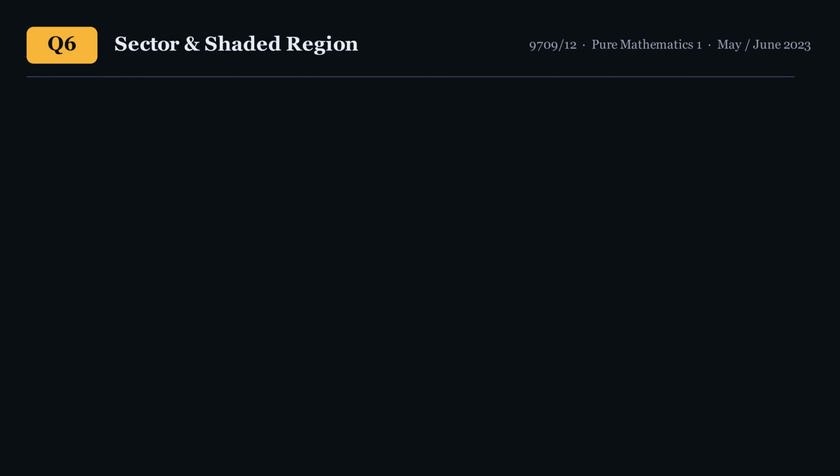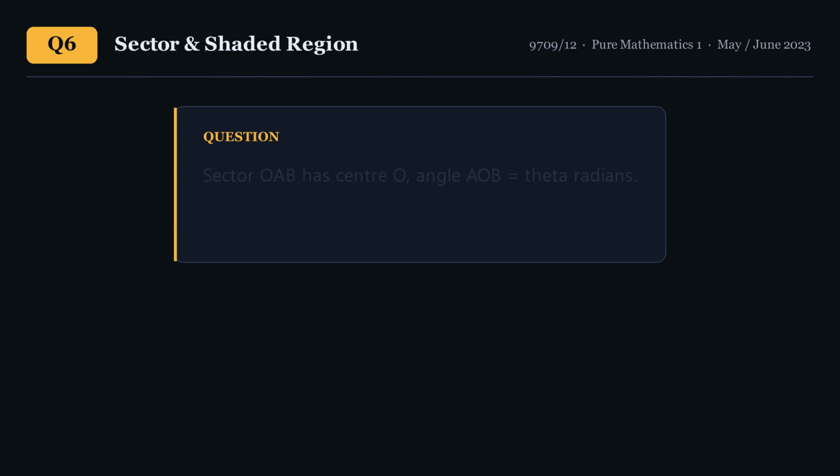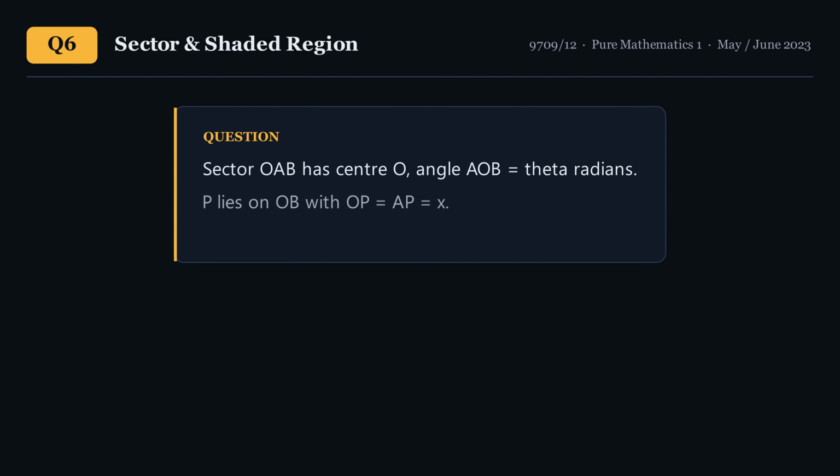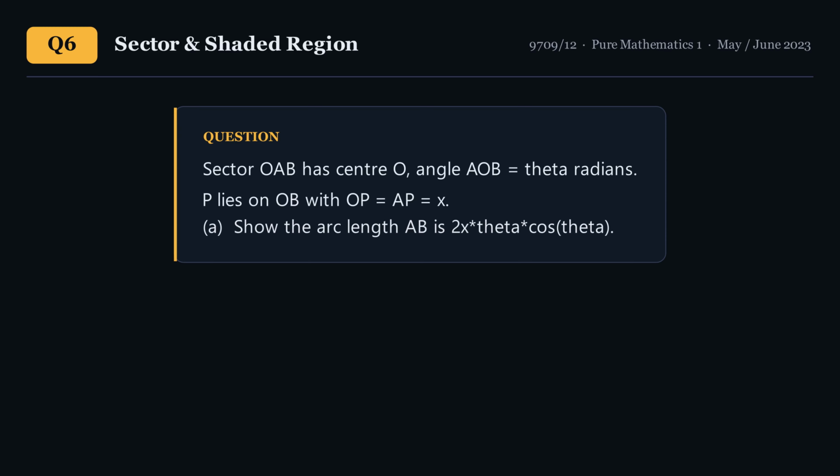Question 6. Sector and shaded region. Pure Mathematics 1, May-June 2023. Sector OAB has center O, angle AOB equals theta radians. Point P lies on OB with OP equals AP equals x. Part A. Show the arc length AB is 2x theta cos theta.